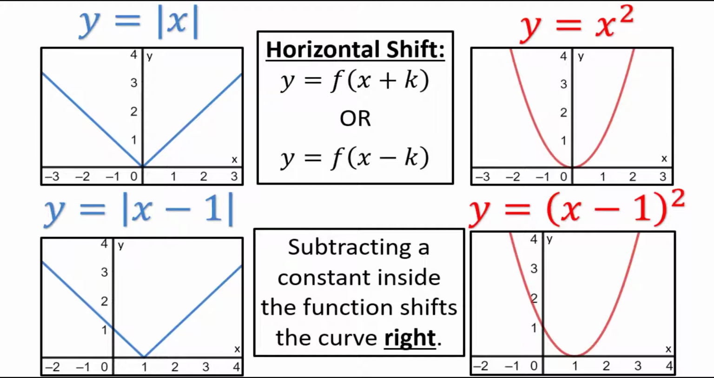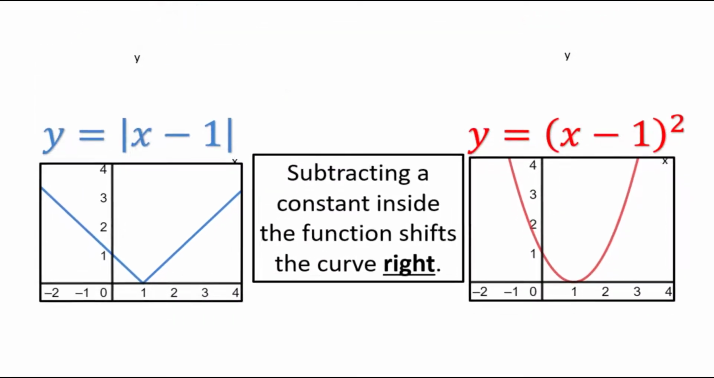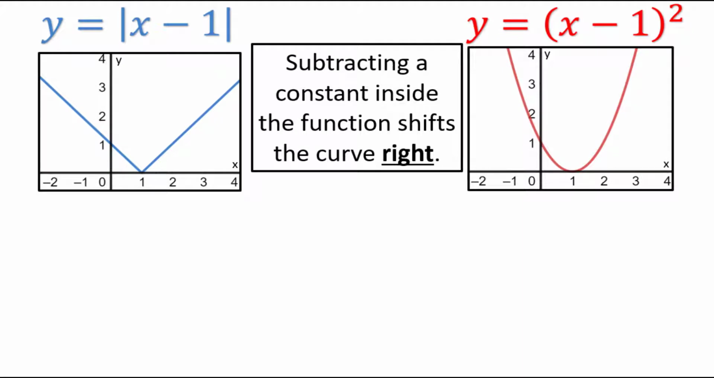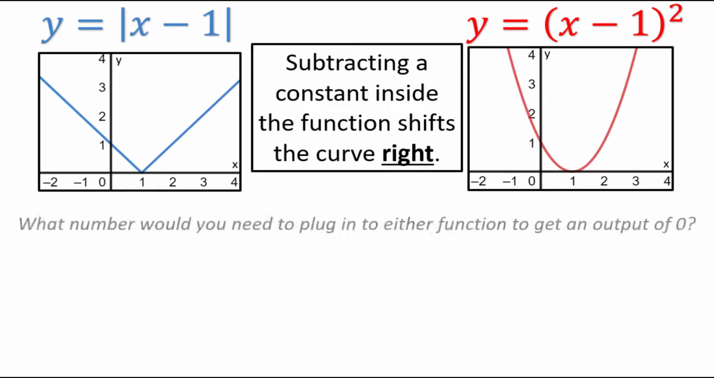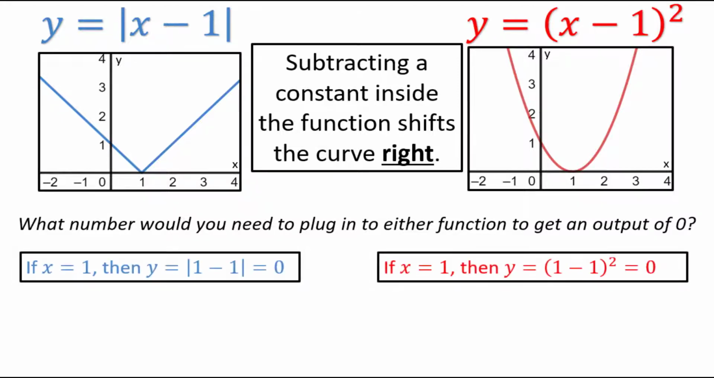Why is it this way and not the other way around? Well, consider subtracting 1, either to the absolute value or the x squared function. This is a shift of the entire function 1 unit to the right, as we see here. Now ask yourself, what number would you need to plug in to either function to get an output of 0? Well, you would need to plug in +1 for x. Plugging in +1 either gives us the absolute value of 0, which is 0, or 0 squared, which is also 0. That means that 1, 0 is a point on the graph of either function.